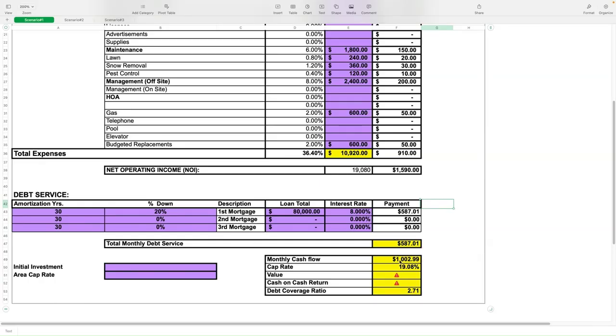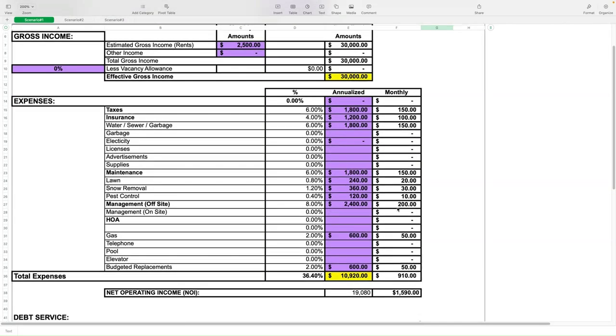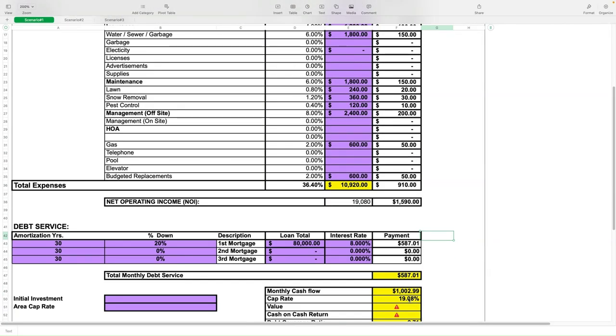And mind you, this number you did not have to work for. You did not have to exchange your time for money. Your tenants and the property management company that's helping manage your property are helping your property operate efficiently. And after all expenses are paid, your property is bringing in over $1,000 a month.